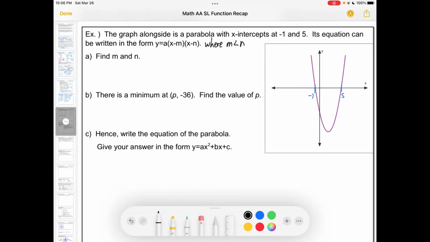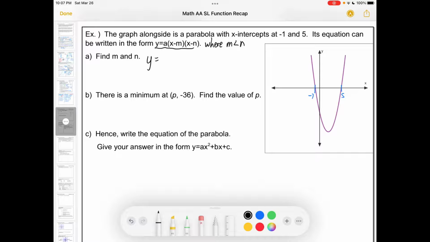In that last one, when we got it in vertex form, we probably could have graphed it. In this question, we're going to be given a graph and some information, and be asked to find the equation. So the graph alongside is a parabola with x-intercepts at negative 1 and 5. Its equation could be written in this form: a, x minus m, x minus n, where m is less than n. So let's think about that.